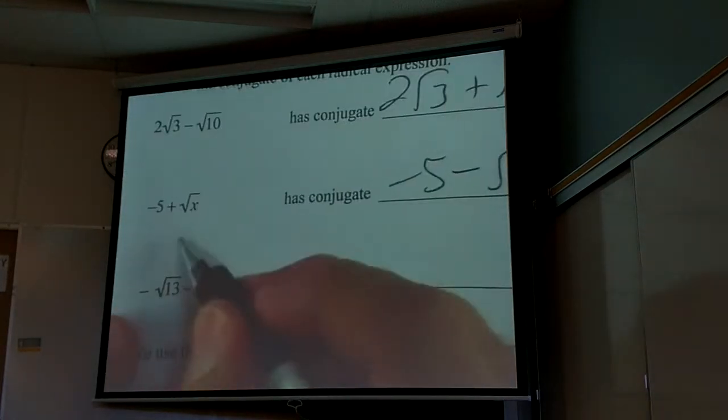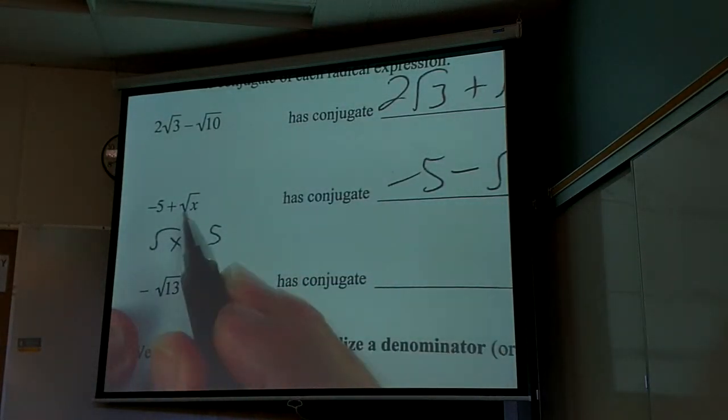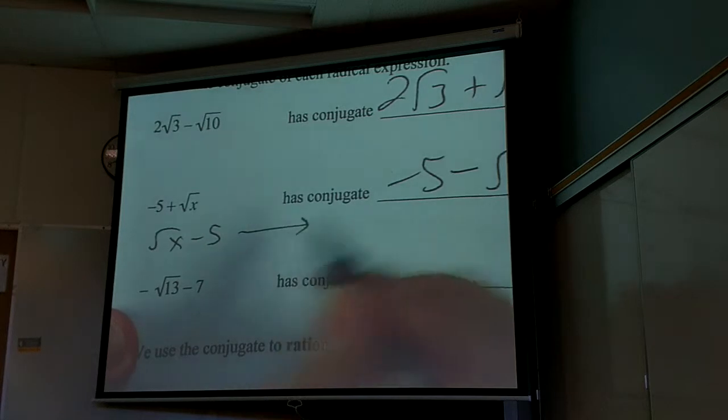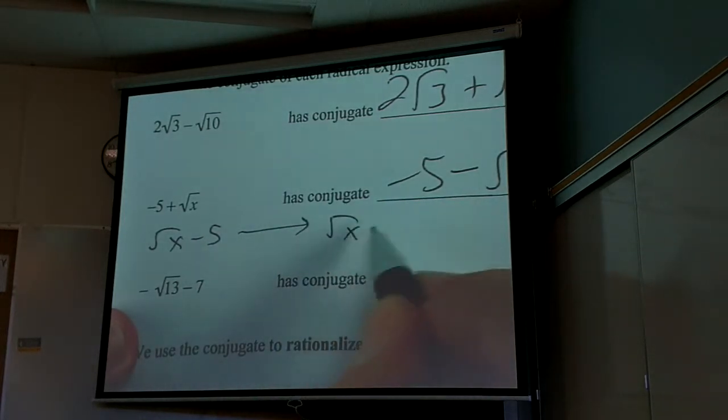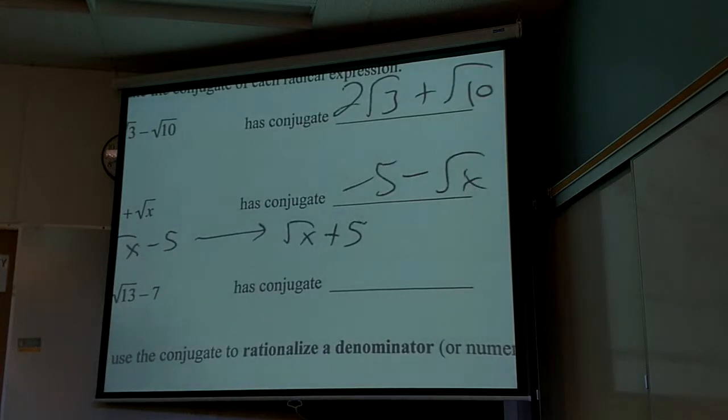What's the other way you could have done this? I could have turned this around. Isn't this the same thing as that? And what's this guy's direct conjugate? Rad x plus 5, right? Either way works. They're both true. It just depends on which order you write those two things in.